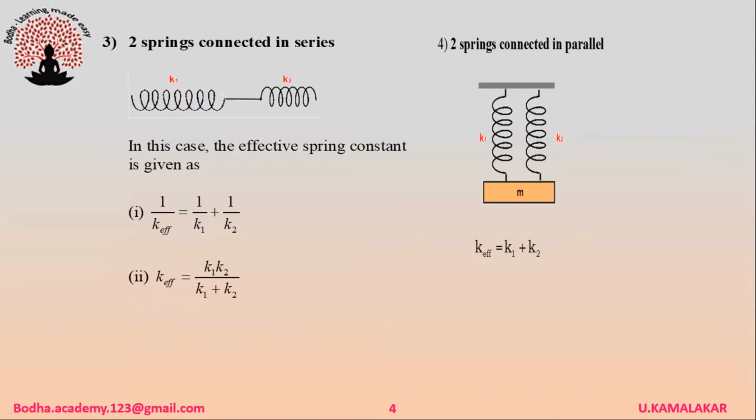When two springs are connected in series, the effective spring constant is given as 1 by K effective equals 1 by K1 plus 1 by K2. This equation can also be expressed as K effective equals K1 K2 by (K1 plus K2). When two springs are connected in parallel, the effective spring constant is given as K effective equals K1 plus K2.